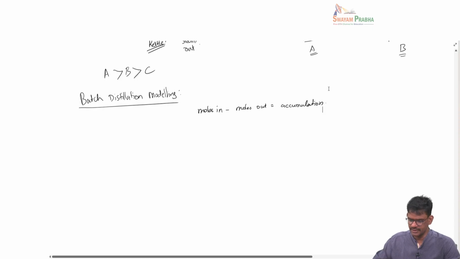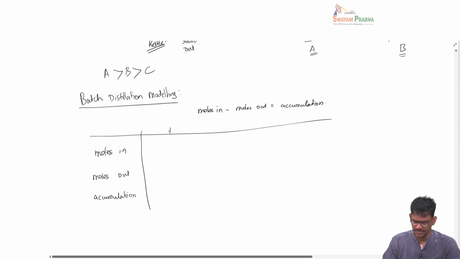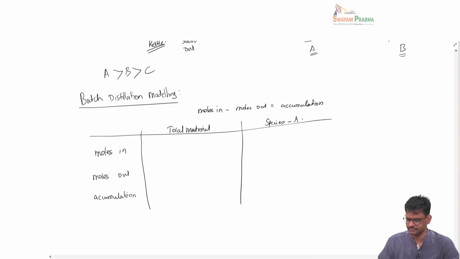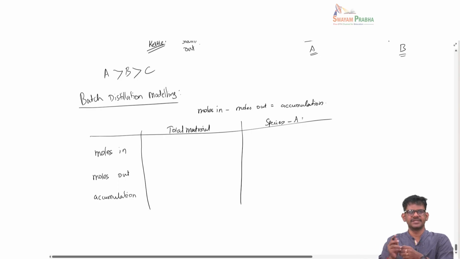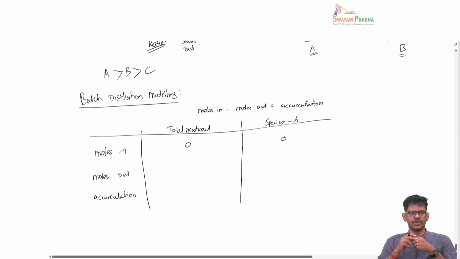So now we will write moles in, moles out, accumulation, and we will do this for total material, and then also for species A. Since this is a batch system, is there anything coming in? Nothing is coming in, right? So we will put 0 for both total material as well as for species A.